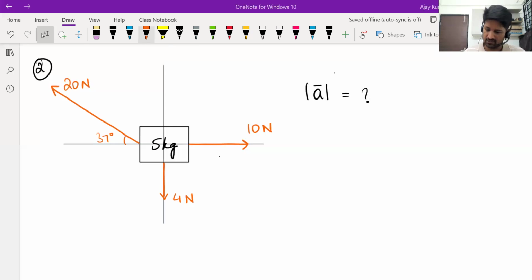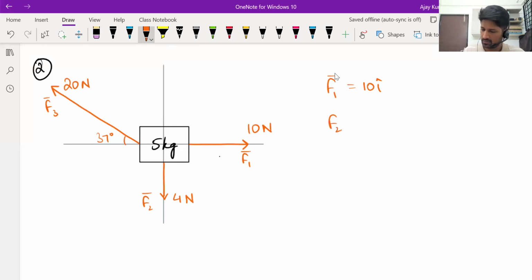Fine. Let's name these forces as F1, F2, and F3. Saket, can you express F1 as a vector? Plus 10 I cap, sir. Okay, correct. F2? Minus 4 J cap. Correct. F3? That's where I couldn't do it, sir.